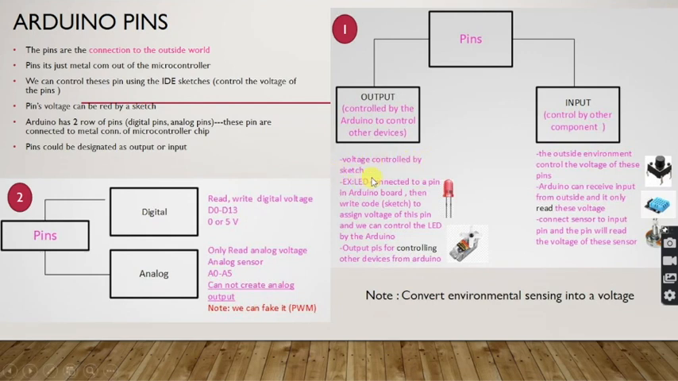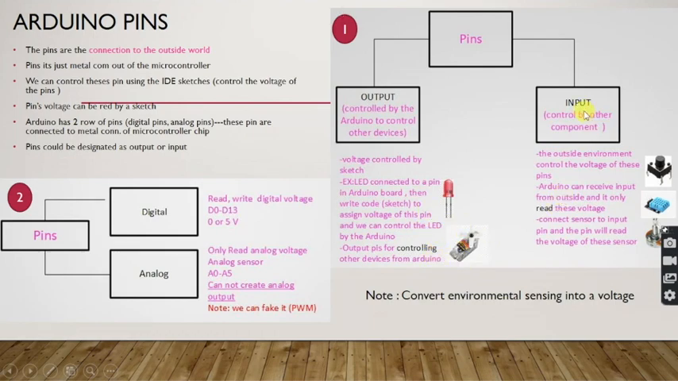For example, if we have an LED connected to a pin on the Arduino board, then we write a sketch to assign some voltage to this LED. Maybe we will assign 0 volt to turn the LED off, or 5 volt to turn the LED on. So the Arduino will control these devices by controlling the voltage on this pin using the IDE sketches. Also, the servo motor is an actuator, an output pin for controlling the angle of this device.